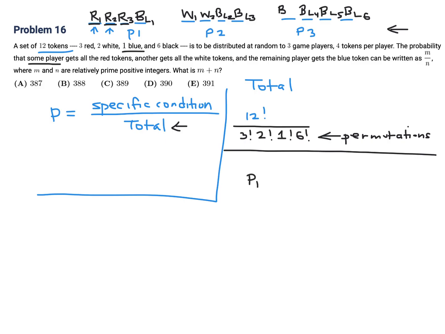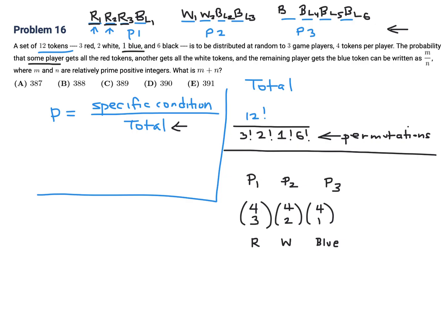We've got player 1, player 2, and player 3. Now, player 1 needs to have 3 reds. So that means for the 4 tokens that he's distributed, 3 of them must be red. So from 4, you have to choose 3 of them to be red. That takes care of the red. Player 2, from the 4 tokens that he gets, 2 of them have to be white. That takes care of the white. And for player 3, from the 4 tokens he gets, 1 has to be blue.